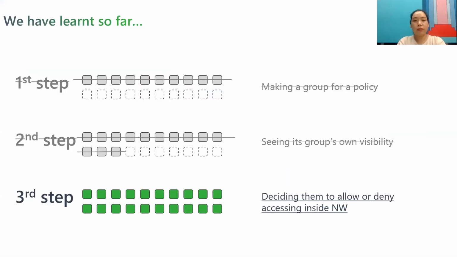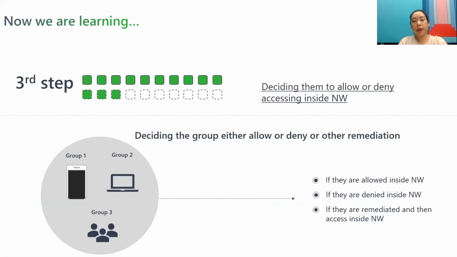So far, we have learned how to create the group and how to correct the device visibility by the node policy. So finally, we are going to decide whether you are going to allow, deny, or redirect the group. To make that work, you have to go to enforcement policy. In enforcement policy, you can create a policy for them.